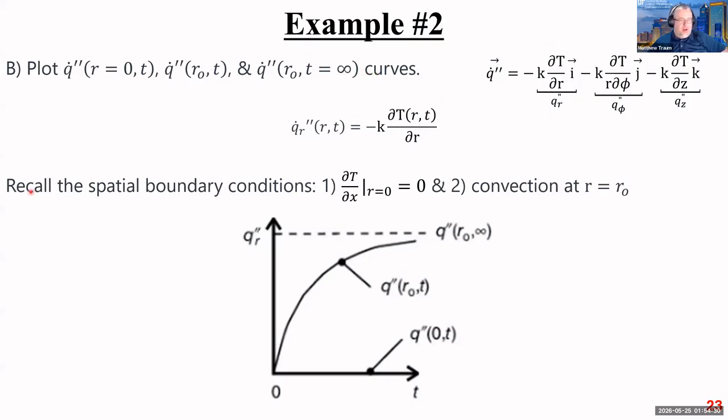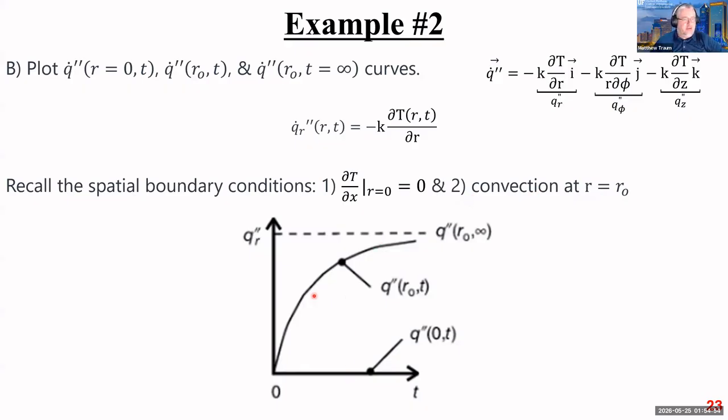Okay, and then we're also going to recall some spatial boundary conditions from before. The fact that this should say R, dT/dr at R equals 0 is 0, right? That's that symmetrical boundary condition that I was talking about. And we also have a convective condition at R equals R naught.